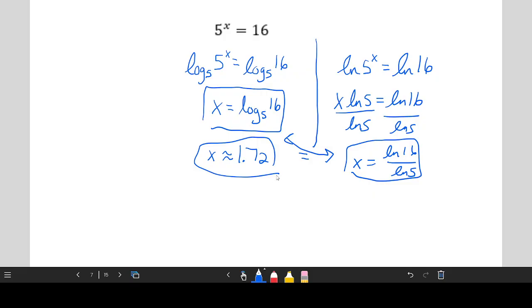So as I solve these, I'm going to keep using the base that's in the problem as much as possible, but just know that if you need an approximation at the end and your calculator doesn't do any base you want, you can do it this way as well.